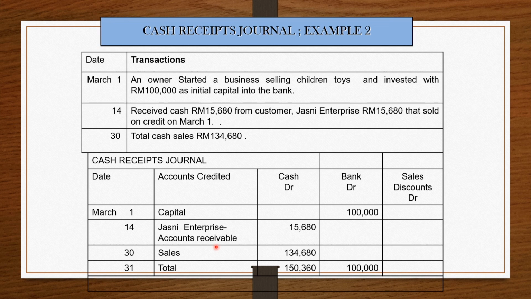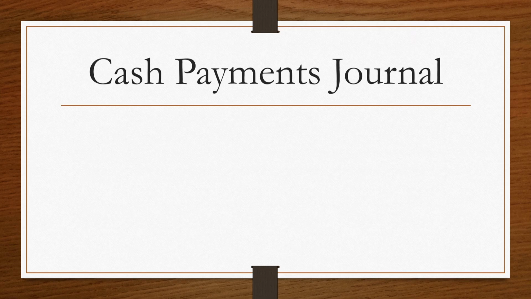So at the end of the month, we have to close cash receipt journal. The last date of the month is 31st of March. So we have to add all the amounts under cash account and the amount is 150,360, and for bank account the total is 100,000. So this one represents cash receipts journal.